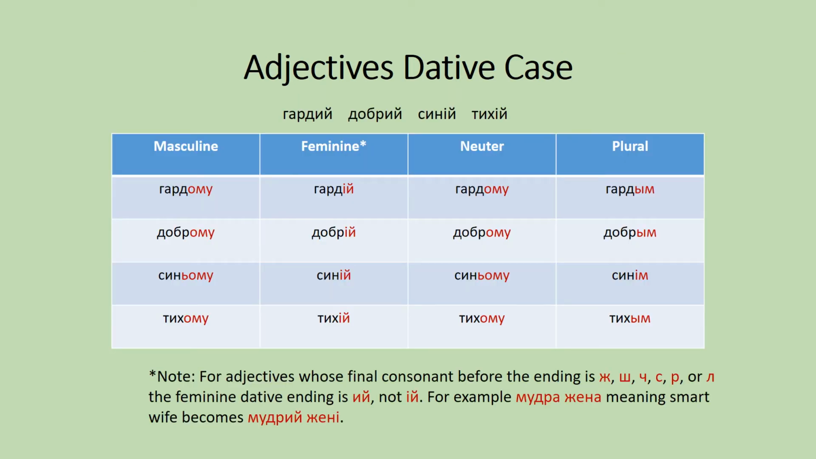Adjectives in the dative case. Now we will go over adjective endings in the dative case of 4 adjectives we've learned in a previous lesson: hardej, dobrej, syniej, and tichej. Let's begin. Hardomu. Hardij. Hardomu. Hardem.